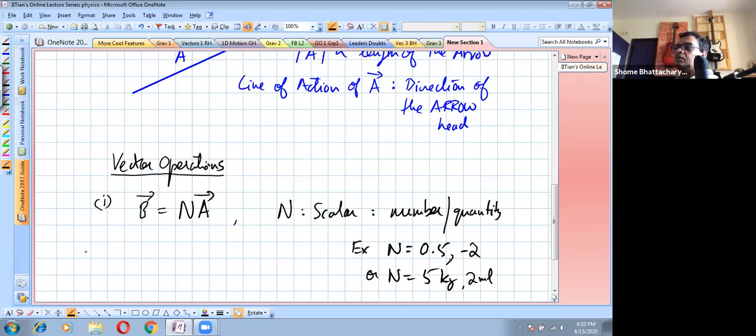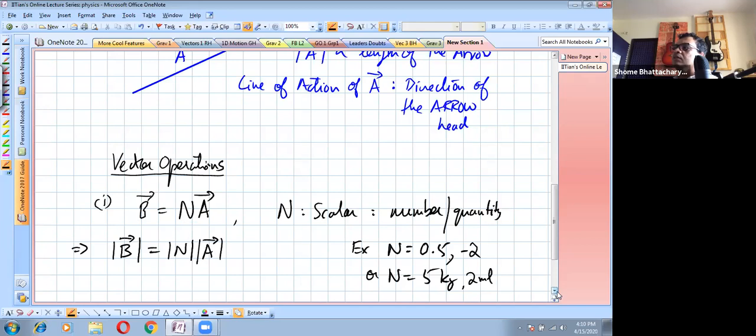Such that the magnitude of the vector B becomes equal to mod of that number n. In case that number is negative, we have to remove the sign. So mod n multiplied by the magnitude of vector E. For example, if n is 0.5, then the magnitude of B is half the magnitude of E. But if n is -0.5 also, even then the magnitude of B will only be half the magnitude of E. Magnitude will never come with a minus sign, hence the mod sign.